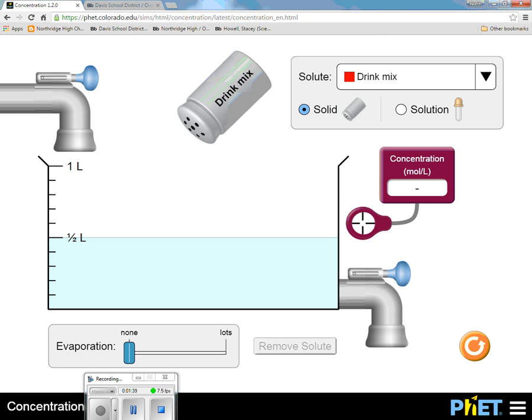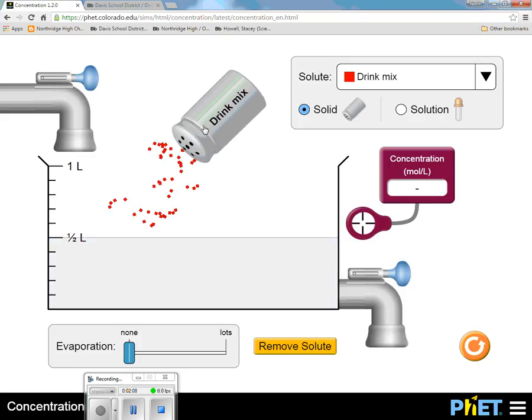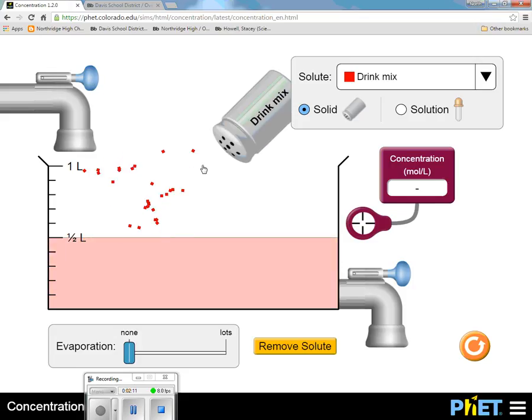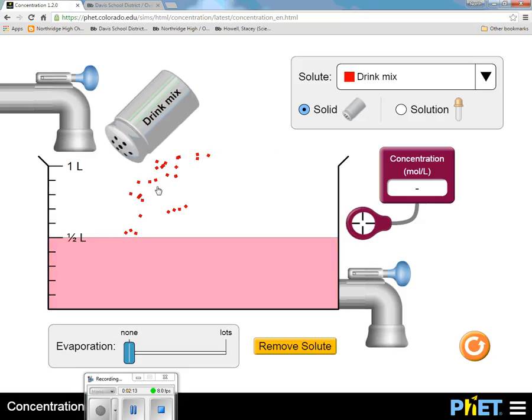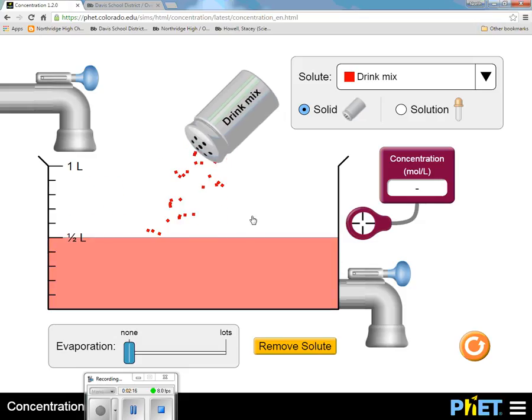So here we have a PhET demonstration. This is the drink mix. We've got water. We can turn on the faucet. Maybe it doesn't like me because I have my eraser on my finger. Okay, so I'll just do it from over here. So I can turn on the faucet. Let's try it again. I can add solute. And this one has a color. Because it has a color, we can see it going on in there.